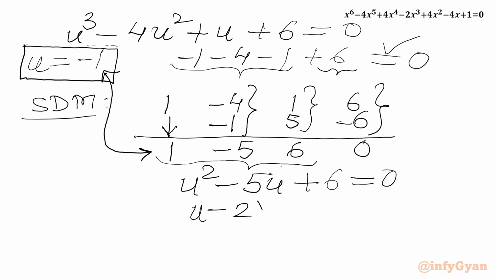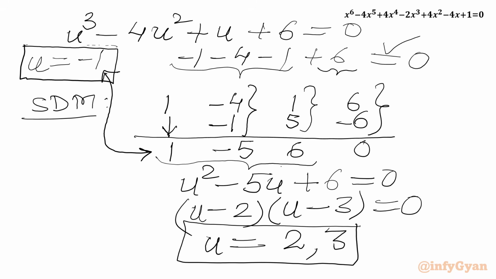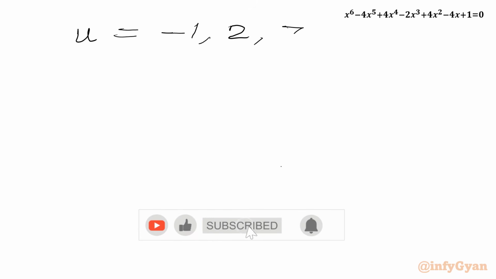U minus 2 times u minus 3 equal to 0. Using product 0 rule, we are going to get two equations, either u minus 2 equal to 0 or u minus 3 equal to 0. So we will get u equal to 2, u equal to 3. So in total we have three solutions. Base solution is -1. Then quadratic solutions are 2 and 3. We will write here u equal to -1, 2, 3.